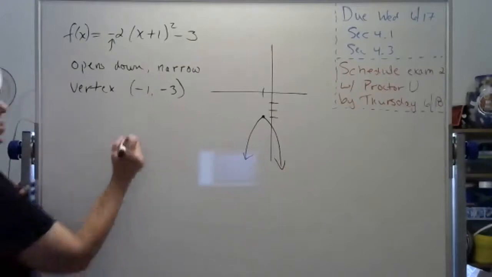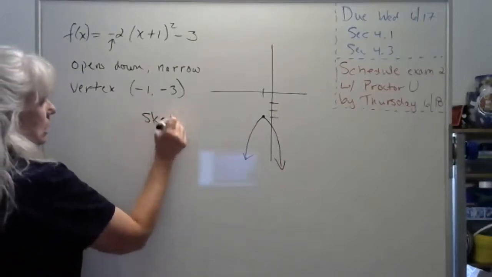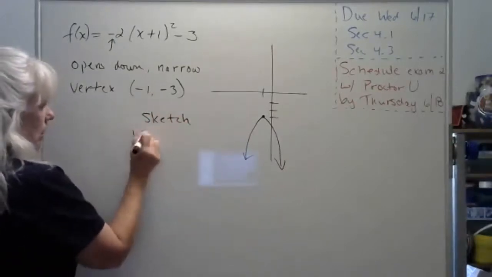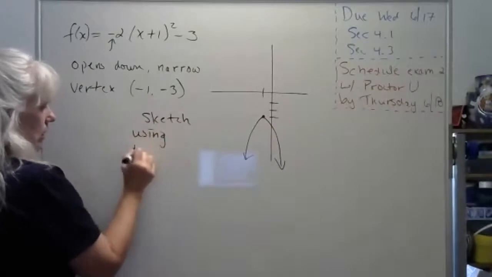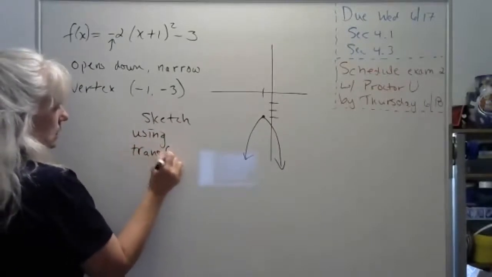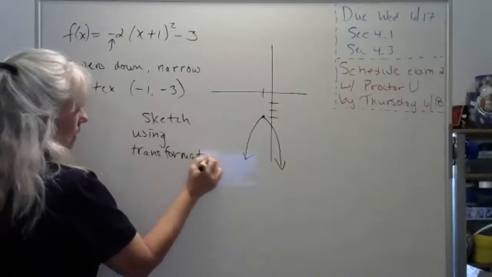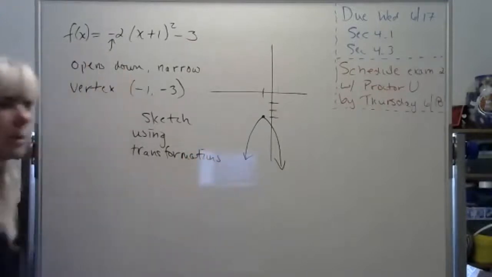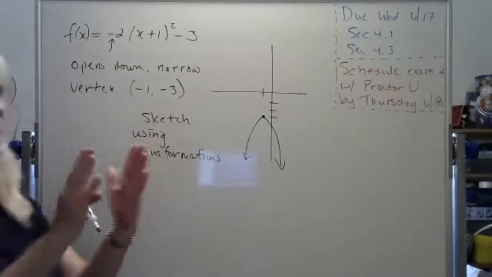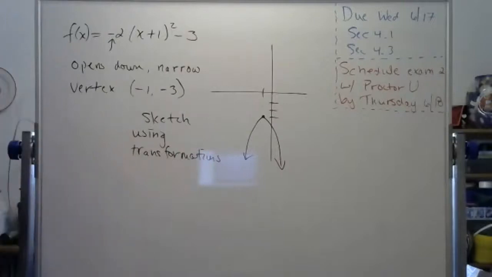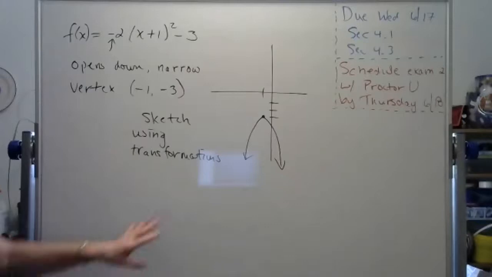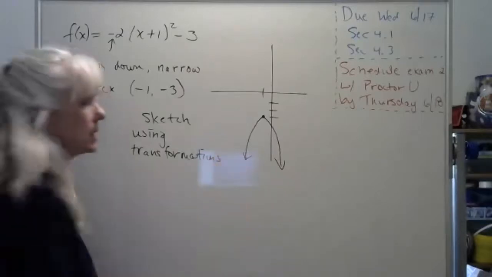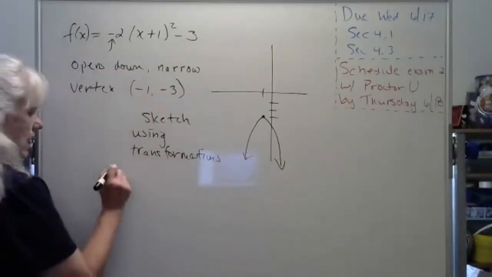So notice that this is just a sketch using transformations. In a few minutes, we're going to be a little bit more nitpicky about that width. But in order to do that, we need more information. We can also tell a couple of other things about this immediately, though. What about its domain?